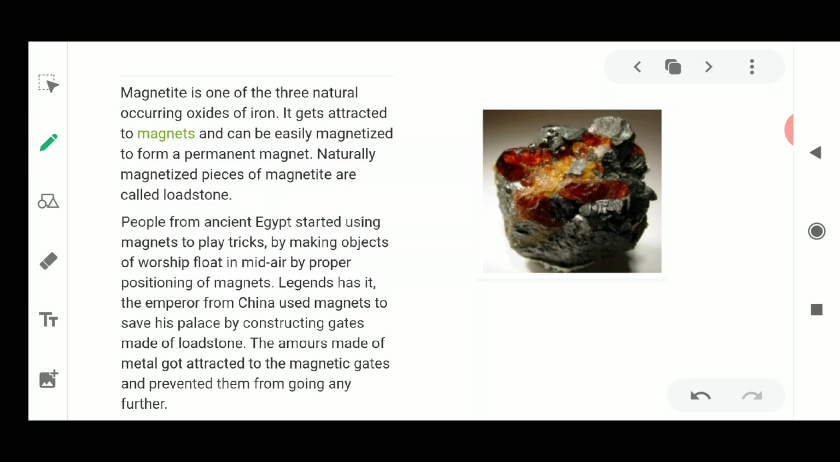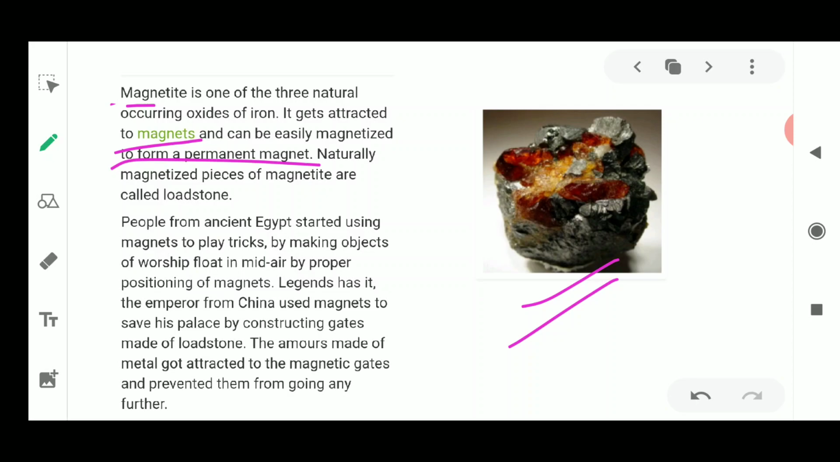Now this magnetite is one of the three naturally occurring oxides of iron. Iron is a metal which is obtained in the form of ores, and magnetite is one of the naturally occurring oxides of iron. It gets attracted to magnets and can easily be magnetized to form permanent magnets. This is a photograph of magnetite, which you can see here. This is used for making permanent natural magnets.